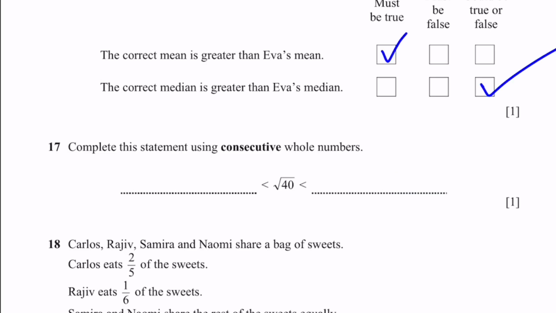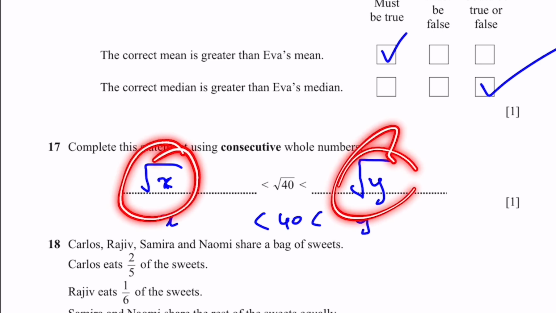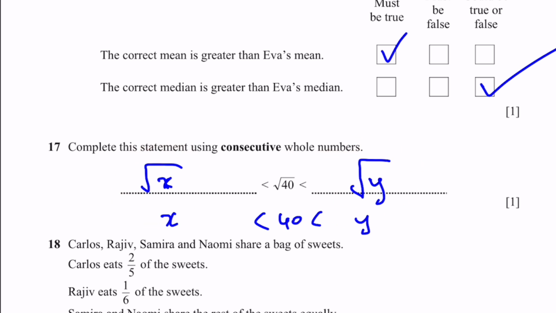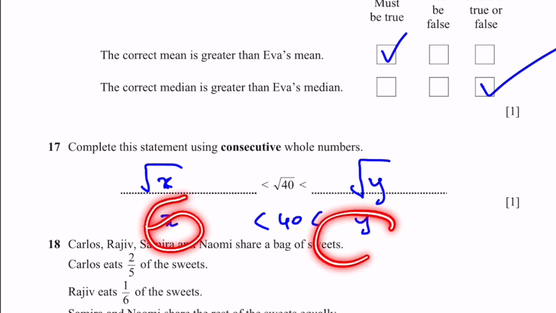Complete the statement using consecutive whole numbers. Dash less than root 40 less than dash. Let's first make it root x is less than root 40, and that is less than root y. And that means x less than 40 less than y. And they're both square numbers because they have to be square rooted and they're whole numbers.